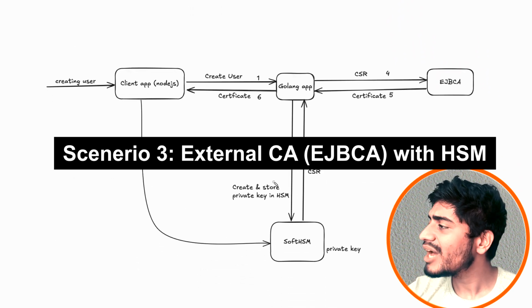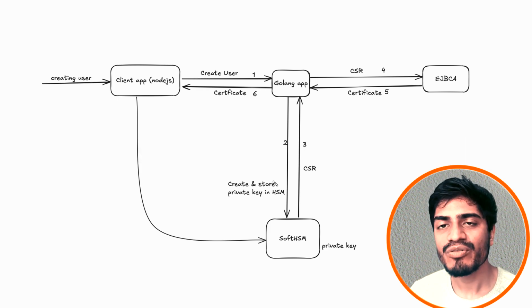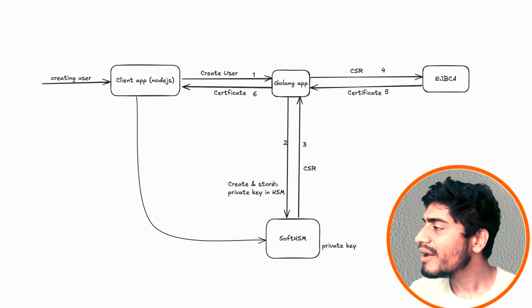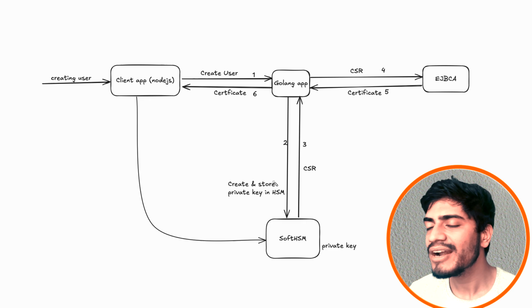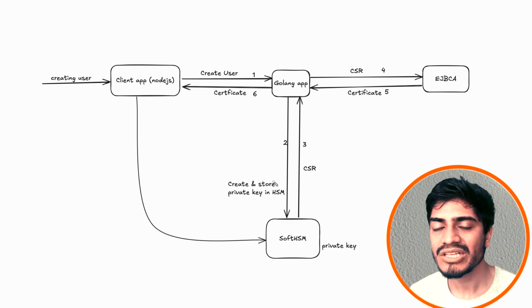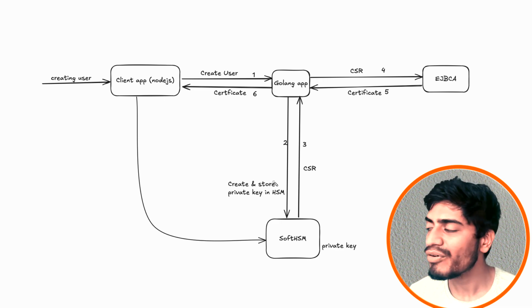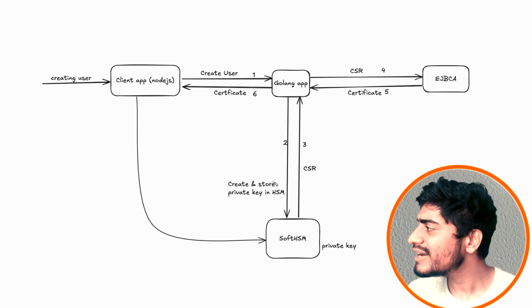Now, the third scenario is a slightly advanced scenario where we have removed the Fabric CA, and rather we are using a custom certificate authority. In this particular case, I'm using a certificate authority called EJBCA. Again, this certificate authority is integrated with SoftHSM. The goal here is that we want to store the private keys in the SoftHSM, and the public keys or the certificate can still reside in the wallet. So let's talk about how this is actually implemented in EJBCA.